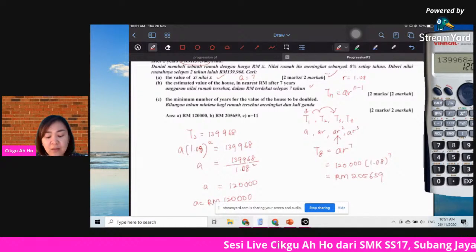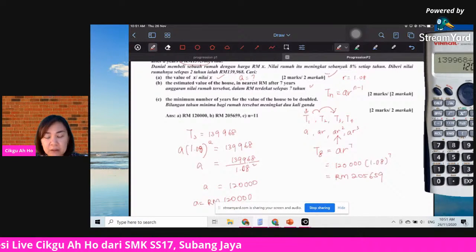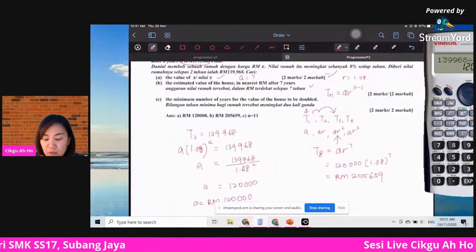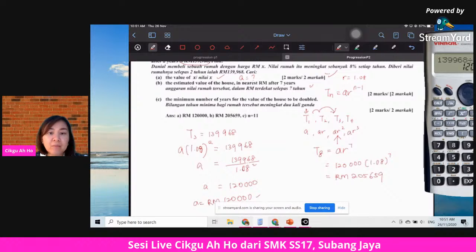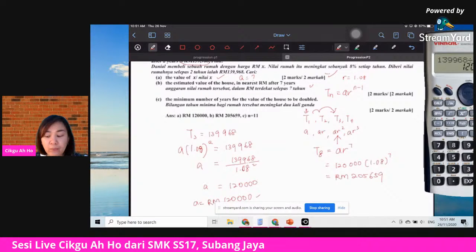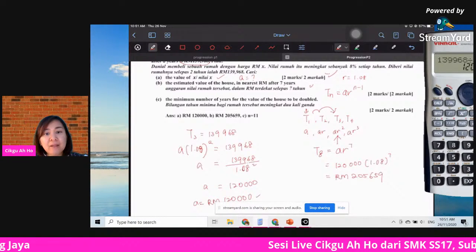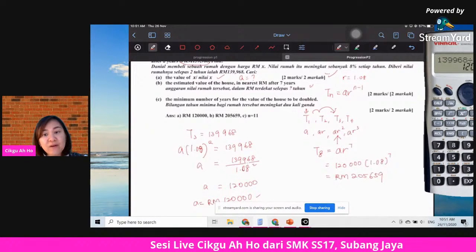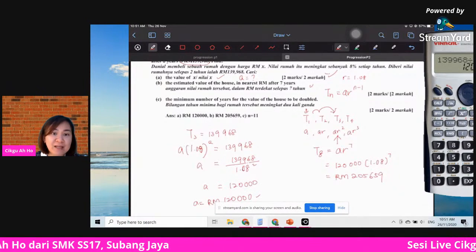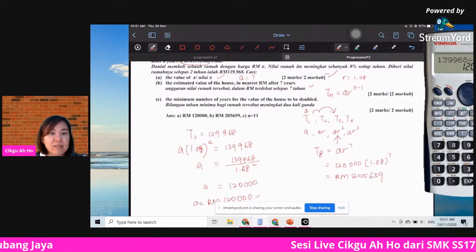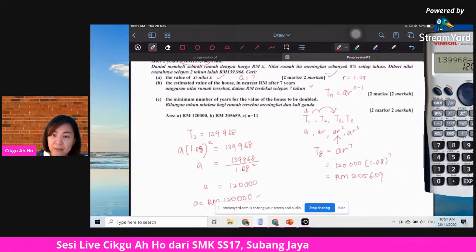Okay. Last one. The minimum numbers of year for the value of the house to be doubled. Okay. So dia nak harga rumah tu 2 kali ganda. So A adalah 120,000. Double means 240,000. Okay. So dia nak tahu tahun keberapa rumah ini meningkat 2 kali ganda. Okay, so you need to find N, right? So Tn. Ini soalan ni macam soalan tadi juga. Tapi soalan tadi hanya satu part saja kan. So ini adalah A, B, C.